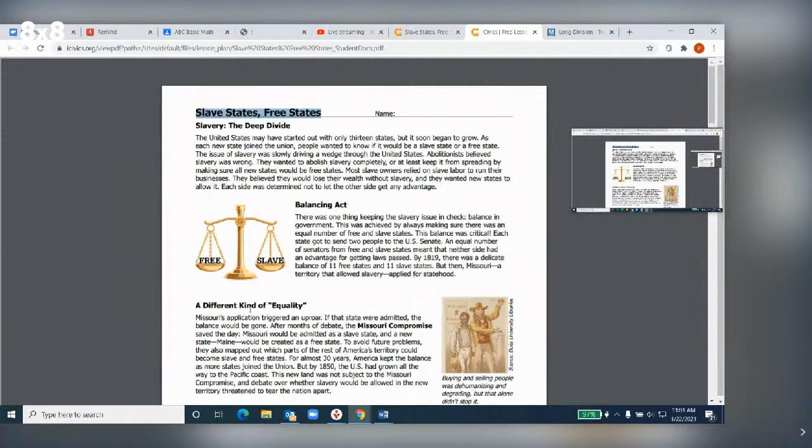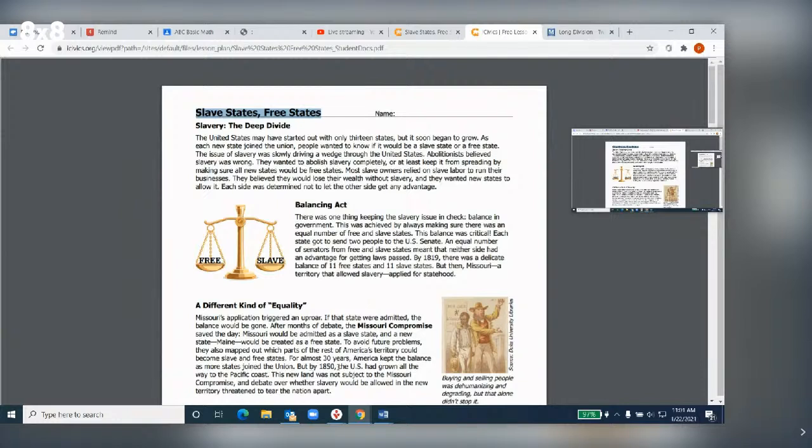So it says a different kind of equality. Missouri's application triggered an uproar. If a state were admitted, the balance would be gone. After months of debate, the Missouri Compromise saved the day. Missouri would be admitted as a slave state, and a new state, Maine, would be created as a free state. So then we got to 24. To avoid future problems, they also mapped out which parts of the rest of American territory would become slave and free states. For almost 30 years, America kept the balance as most states joined the Union.